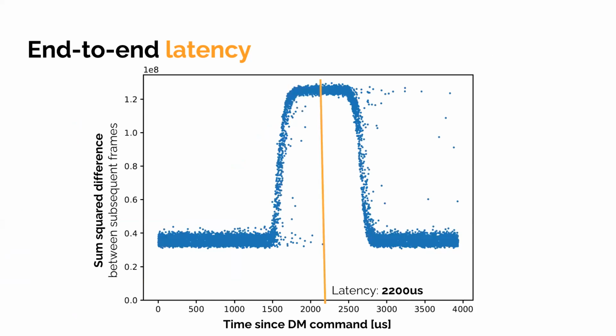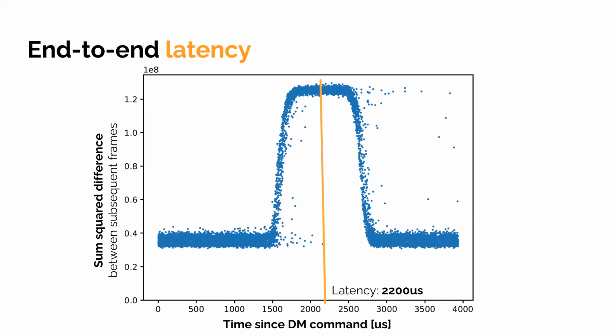Experiments that we do for this give data like this. This is showing the sum squared difference between subsequent frames. So you look at your image, you send the DM command, and you look at how that image changes over time. Each of these points is a separate image, and I'm tracking the time between that frame and the time of sending DM commands. From this, we get a latency of about 2.2 milliseconds. Very, very short, but you need to worry about that if you want to send commands at 100, 200 hertz on that camera.